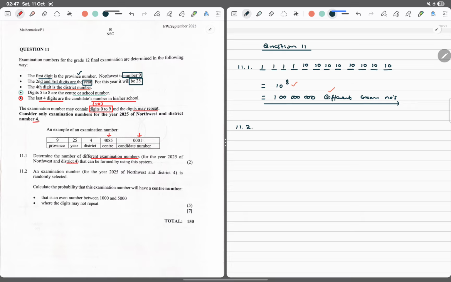11.2 says, an examination number for the year 2025 of Northwest District 4 is randomly selected. Okay. Now there's a random selection. Calculate the probability that this examination number will have a center number. Can you see? The restriction is now also the center number. Okay, cool. That is even. But it has to be between 8,000 and 500. Okay. Very heavy restrictions, and that digits may not repeat.